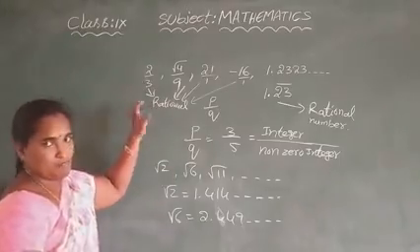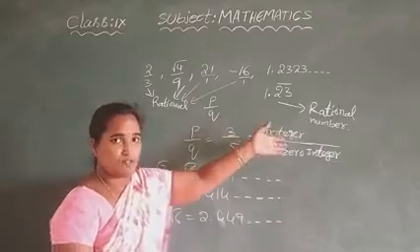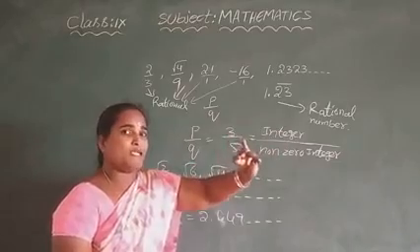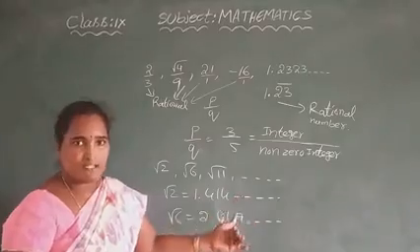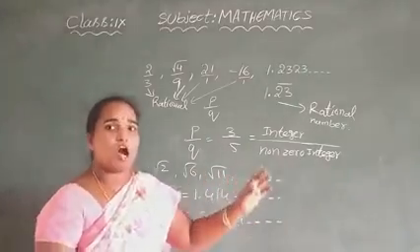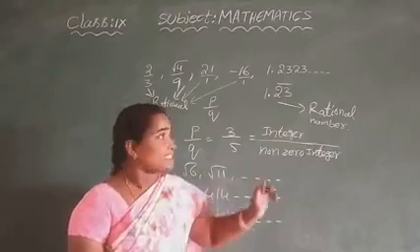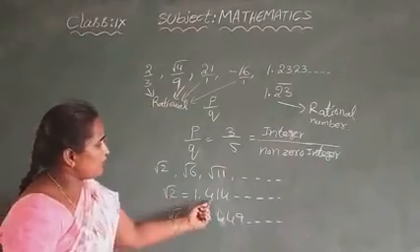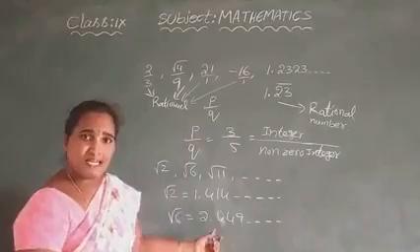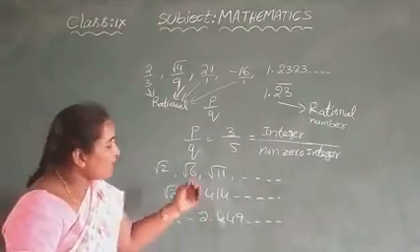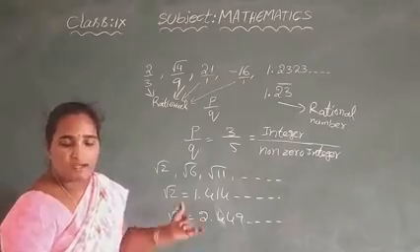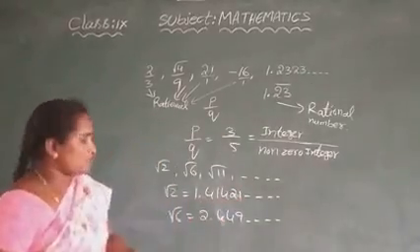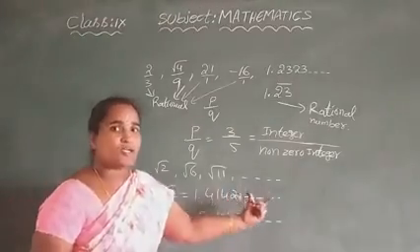Here, rational numbers have P by Q form and also decimal form. Rational numbers are either terminating or non-terminating repeating decimals. But here see root 2. This value 1.414 and so on is non-terminating and non-repeating decimal. So that's why here non-terminating, non-repeating.